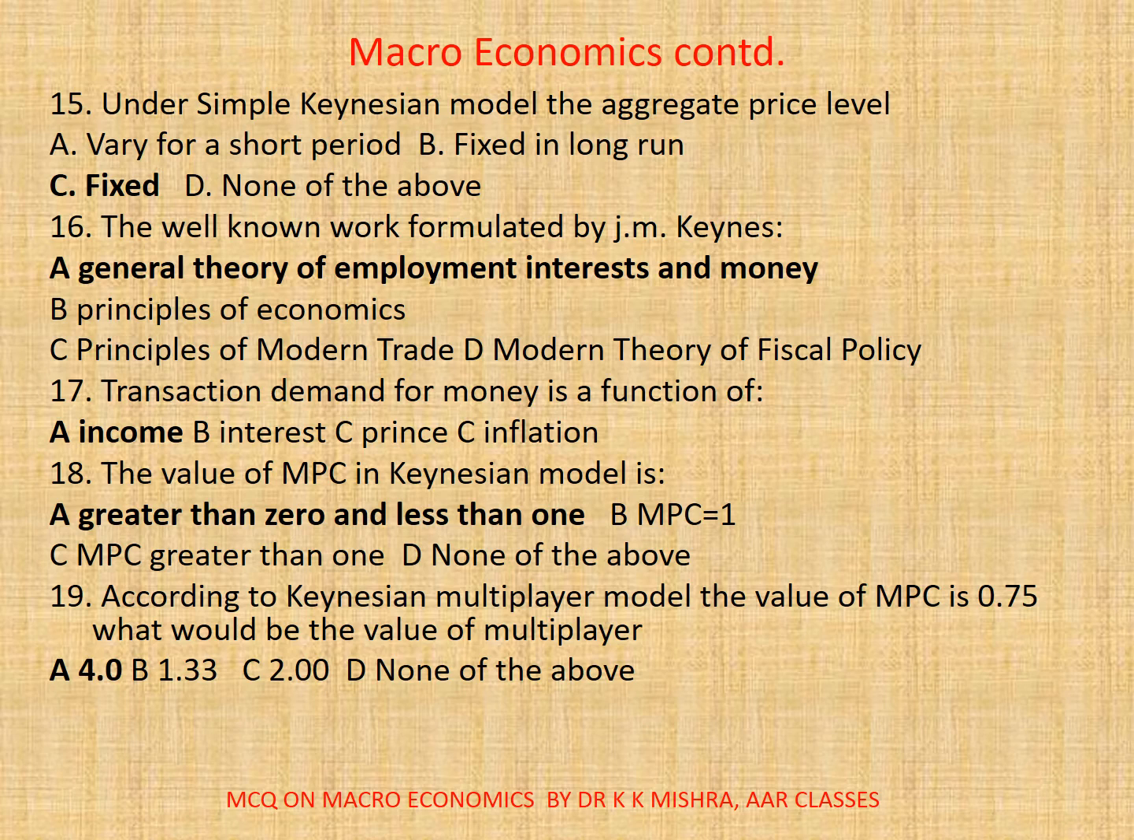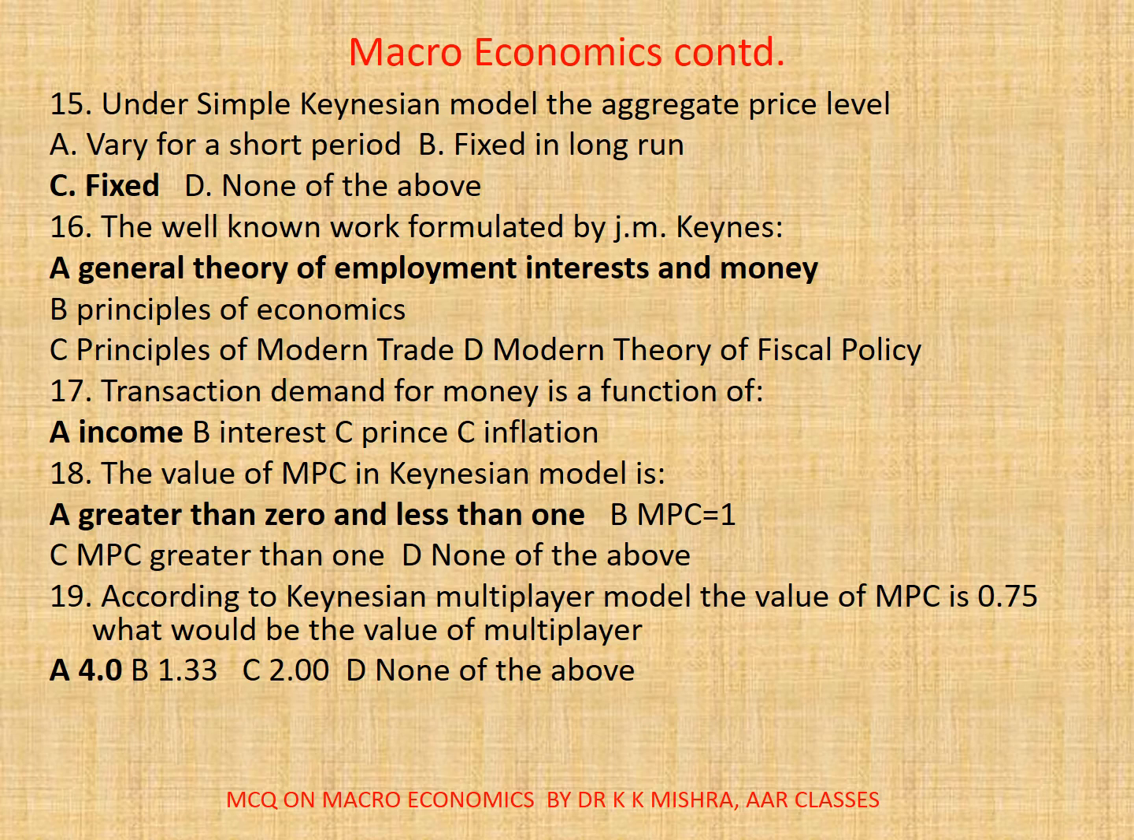General Theory of Employment, Interest and Money. 17. Transaction demand for money is a function of A. Income, B. Interest, C. Price, or D. Inflation. The correct option is A.